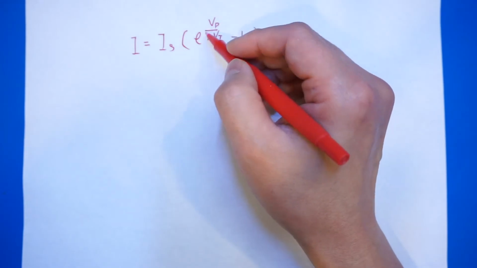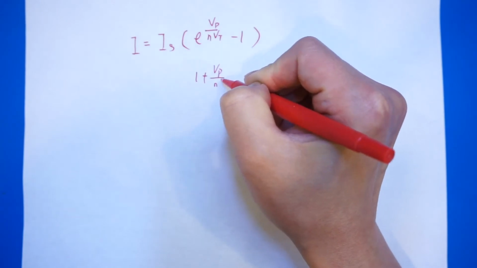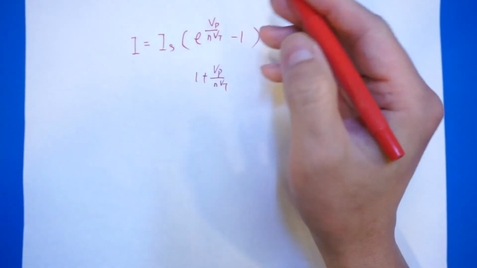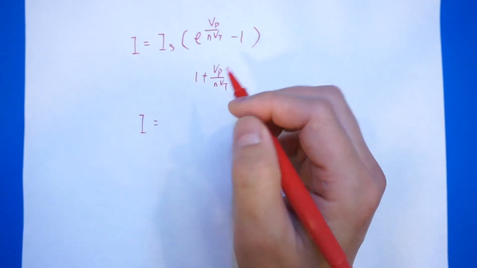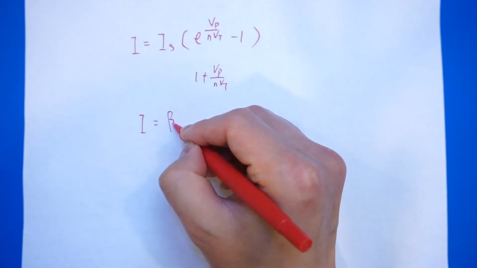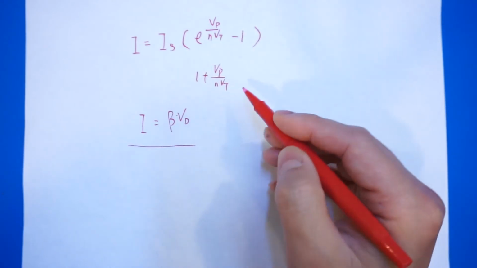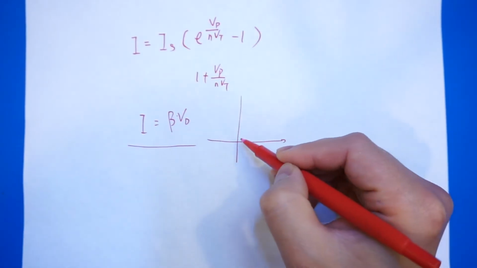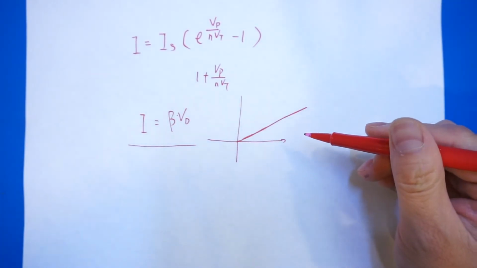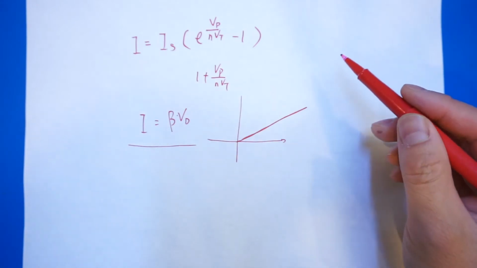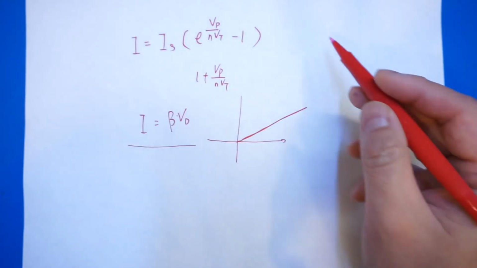Using Taylor expansion, we can express that term as 1 plus Vd over nVt, and then we'll have the minus 1. So the current essentially becomes I equal to some constant, let's call it beta, times Vd. As we can see, when the forward voltage is very small, we would expect the curve to be something like a straight line. This is really counterintuitive. That's why I wanted to do some experiments to see if we indeed get what we have in this theoretical equation.